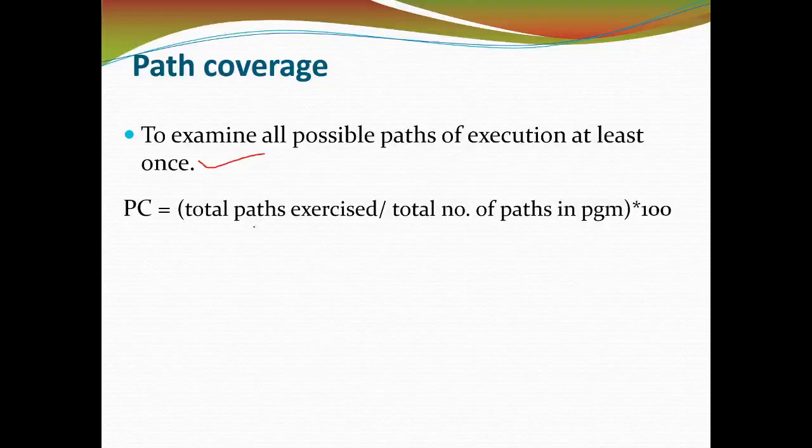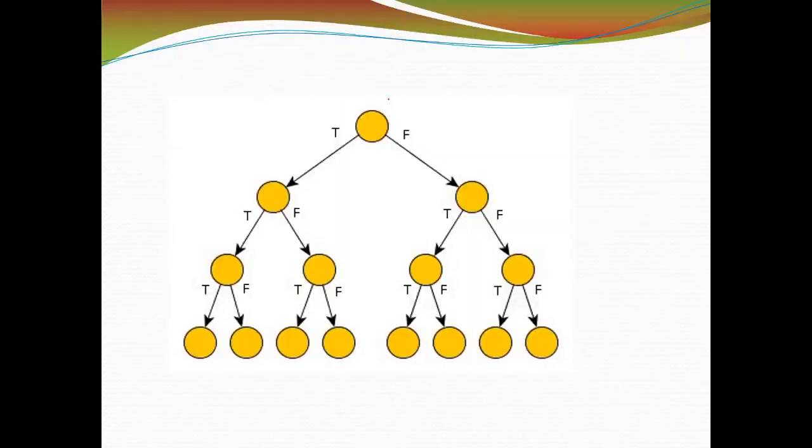Path coverage is total paths exercised divided by total number of paths into 100. So you are going to consider total paths exercised divided by total number of paths. So these are the possible paths of a conditional statement.